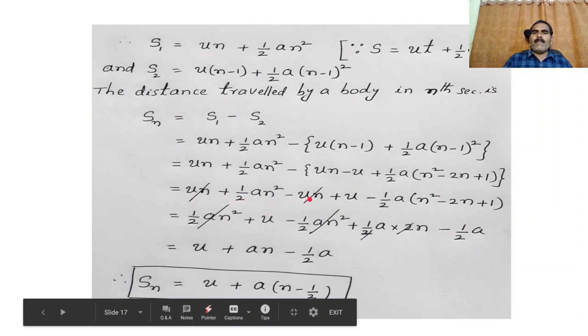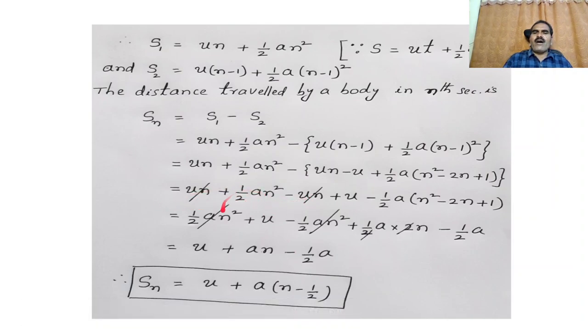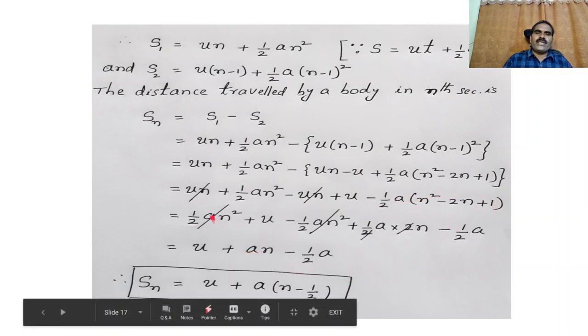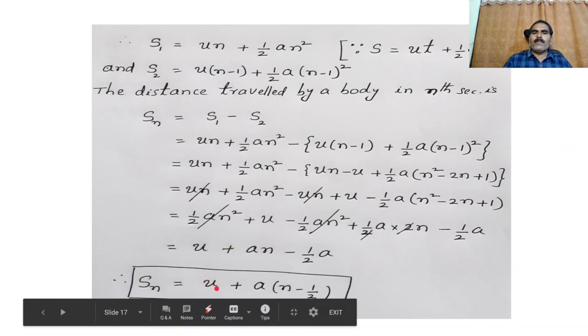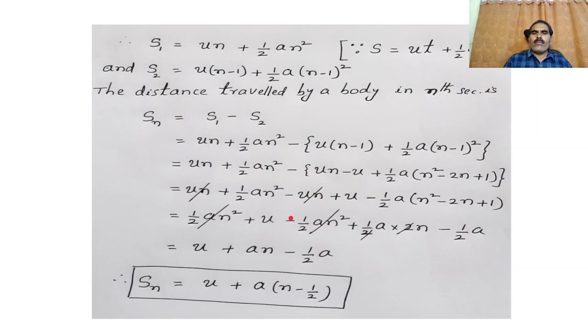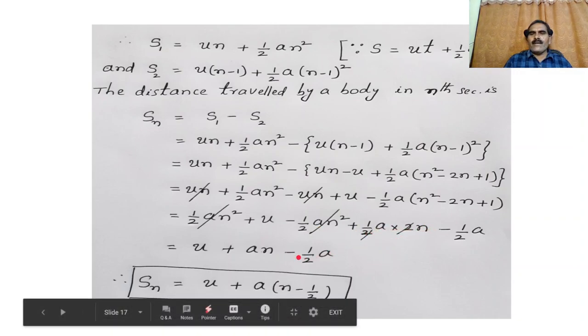Here, un minus un will be cancelled. What remains is half a n square, minus, expanding, half a n square minus half a into 2n plus half a into 1. So half a n square minus half a n square will be cancelled. Here Sn is equal to u, and then the 2 and 2 will be cancelled, so a into n, an, minus half a. So Sn is equal to u plus a of (n minus half), taking a common.